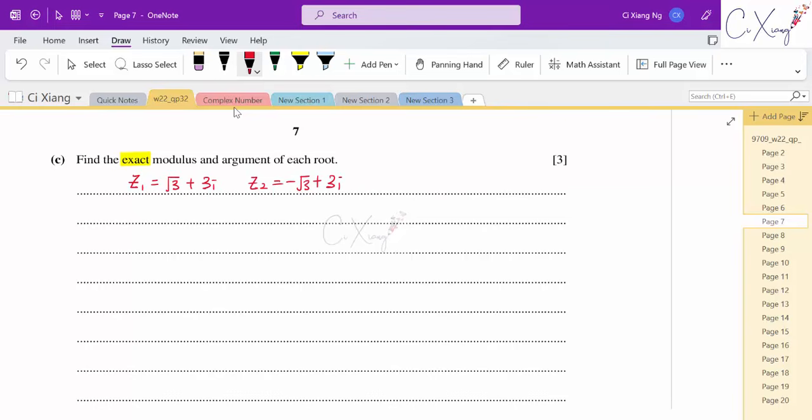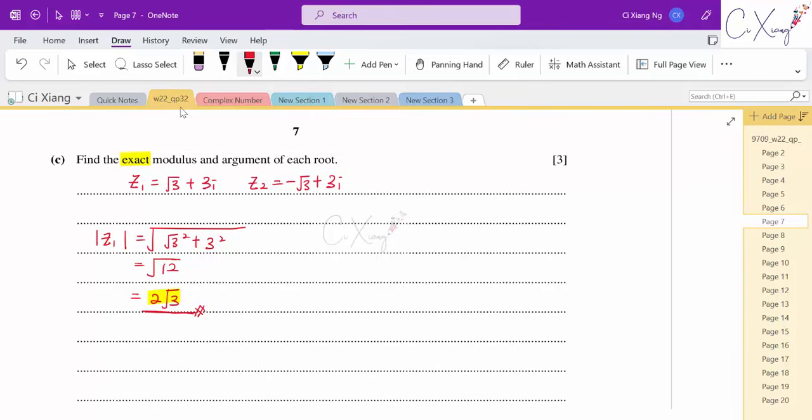So to get the modulus and argument for these two roots, the modulus of Z1 will be the square root of square root 3 squared plus 3 squared, which is the square root of 9 plus 3, which is actually 12. If you further simplify it, it will be 2 square root 3. So this is my modulus for root number 1 in the exact form.